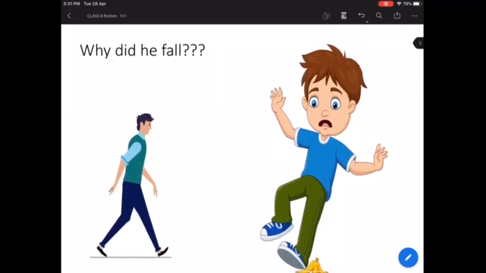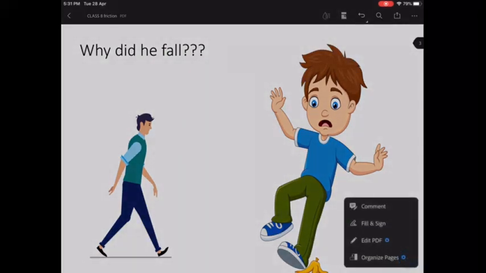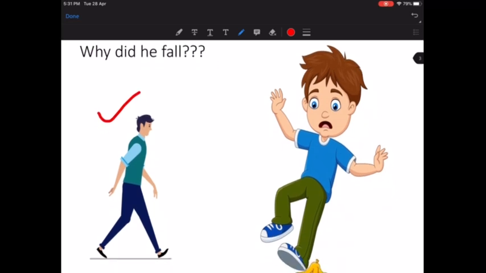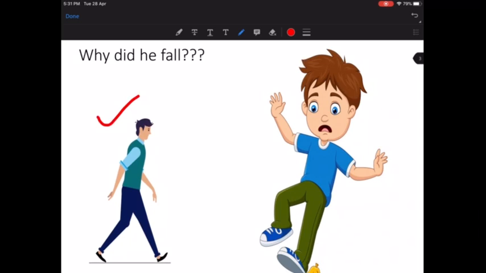Now, again, look at this picture. The person who is walking here on your left, as you see, is able to walk very comfortably on the road. But why do you think that the boy is falling once he steps on the banana peel, on the banana cover? He's falling easily. What is the reason? Why is it that the man who is walking on the road is able to walk very comfortably, whereas the boy, once he steps on the banana peel, slips down on the ground?